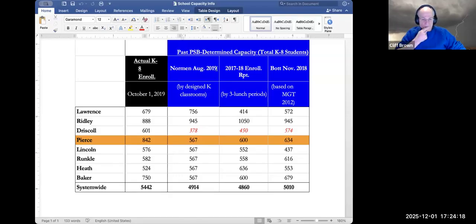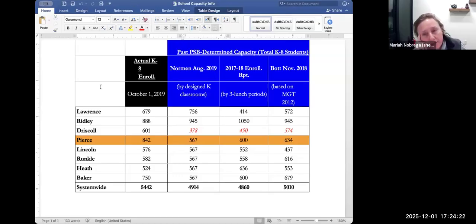Mariah, do you have a different remembrance, or Carla? I think MGT might have preceded that, and I think MGT might have been the last time that we had a capital plan. I think that might have been part of a routine capital plan and capital analysis, but I can't remember. I'd have to go back and look at it.